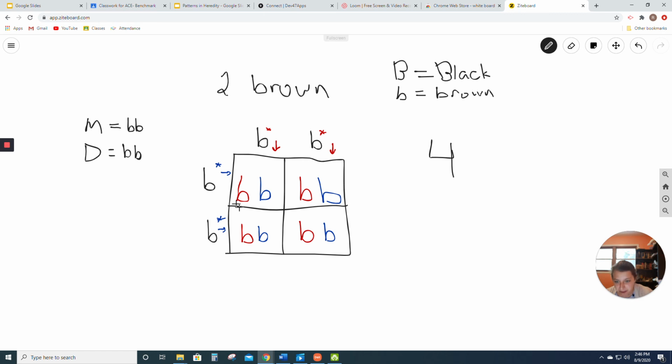Now, this guy, lowercase b, lowercase b. If the offspring were to look like this, what would it look like? Well, it would be brown. What about this one, lowercase b? He would also be brown. Same thing here, and same thing here. So out of the 4 chances, how many of them are going to be brown? Well, it's 4 out of 4. Or, how could you say that? 100%.